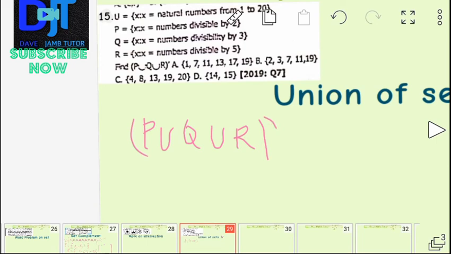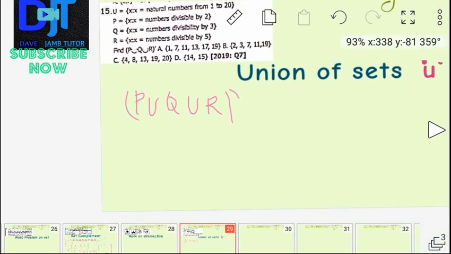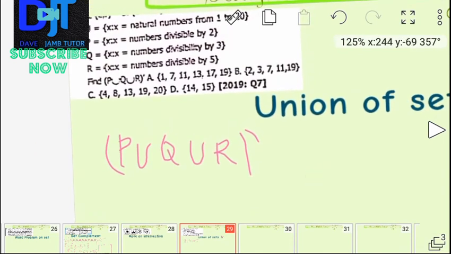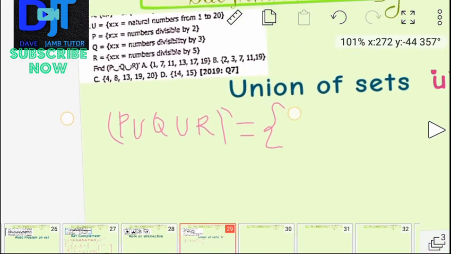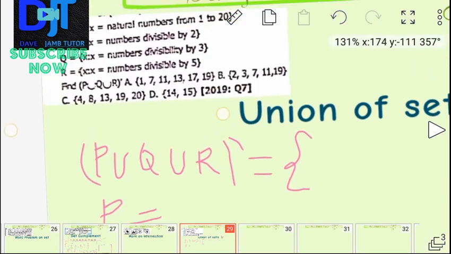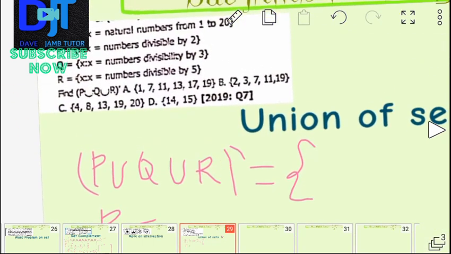So that means what is not in P union Q union R, that is what we are going to write in that curly bracket. So let me just write that at the top here. I won't put anything there yet, but in the process of solving the question, I'm going to put something there. So now, let's first of all find our P. Let's first of all know what P is. So they said P is x equals numbers divisible by 2.